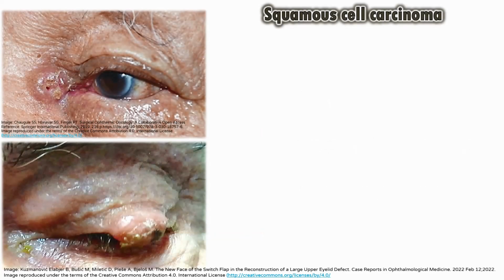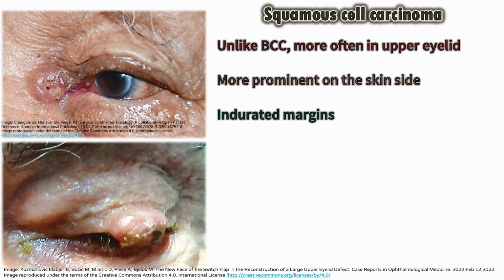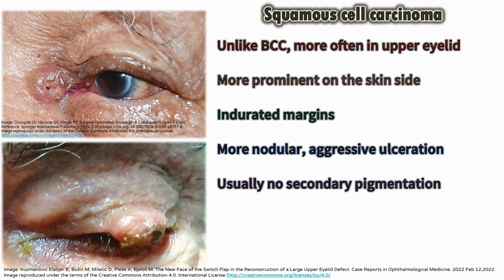In contrast to a basal cell carcinoma, a squamous cell carcinoma occurs more often in the upper eyelid. They are more prominent on the skin side. They have indurated margins. They are not as flat as basal cell carcinomas and tend to ulcerate more aggressively. As they are rapidly growing, secondary pigmentation does not usually occur.